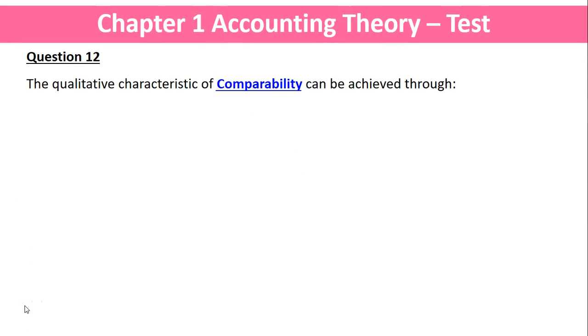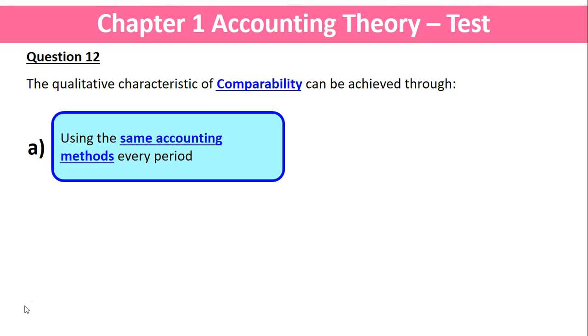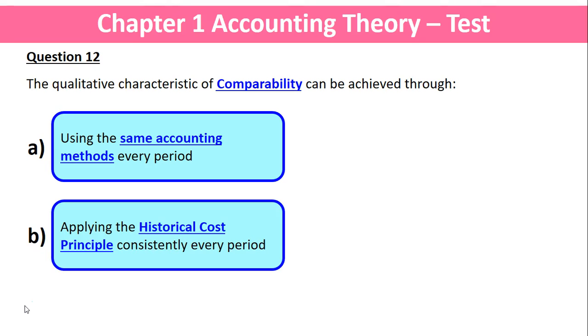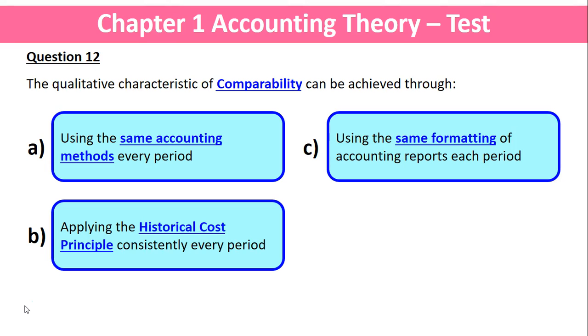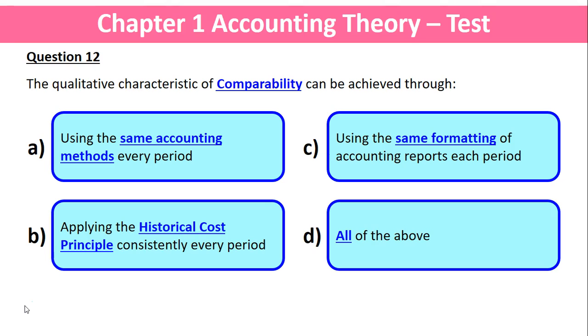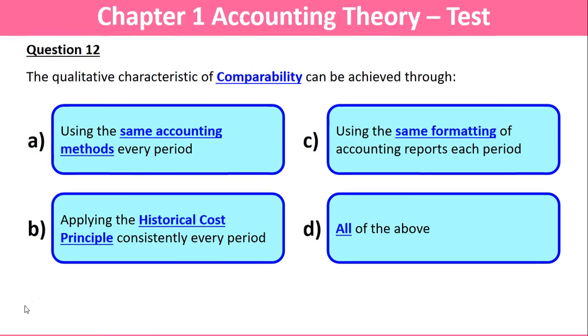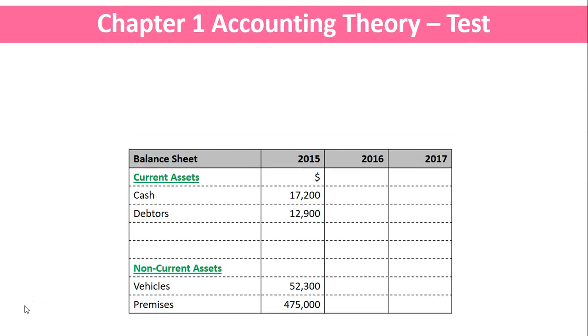Question 12. The qualitative characteristic of comparability can be achieved through A. Using the same accounting methods every period, B. Applying the historical cost principle consistently every period, C. Using the same formatting of accounting reports each period, or D. All of the above. To answer this question, we're going to look at the example of a balance sheet.